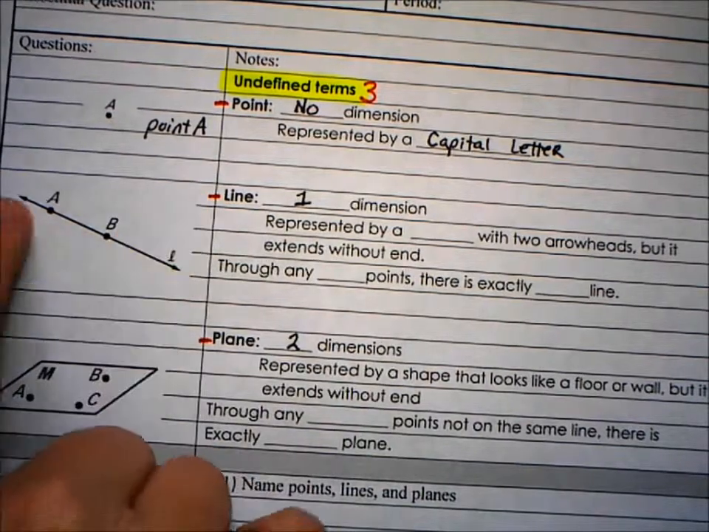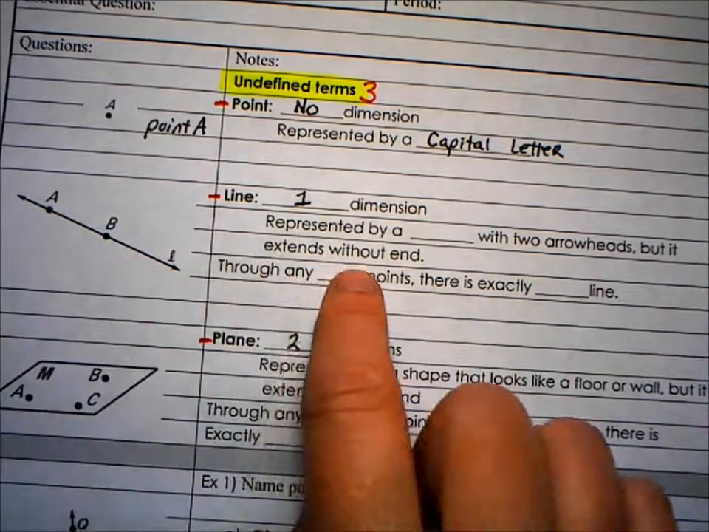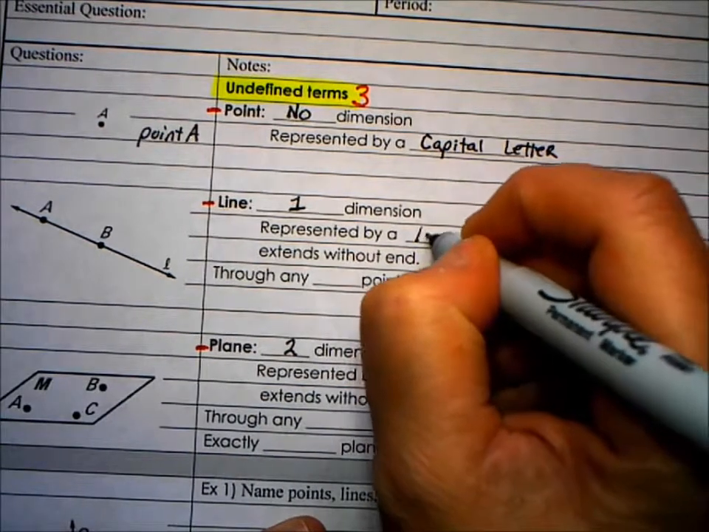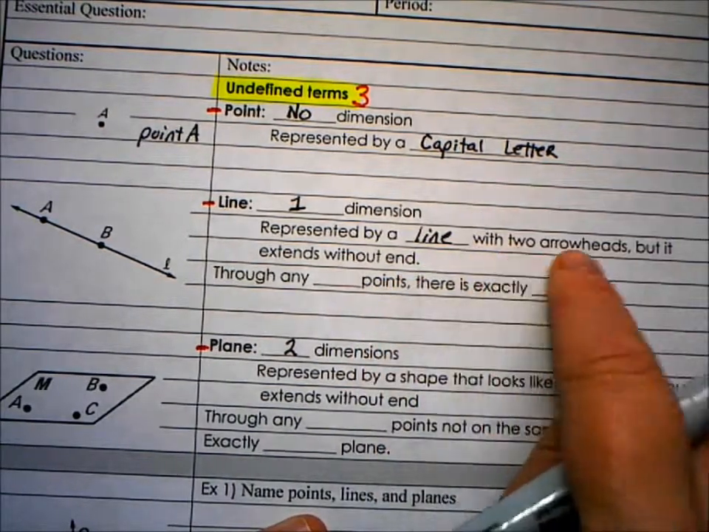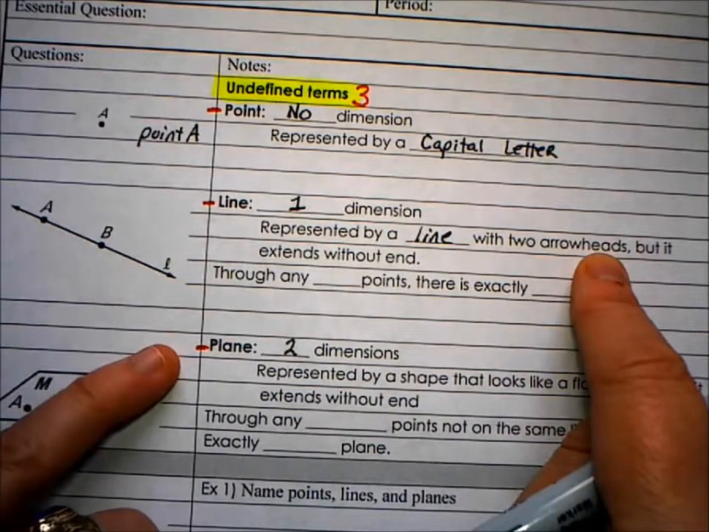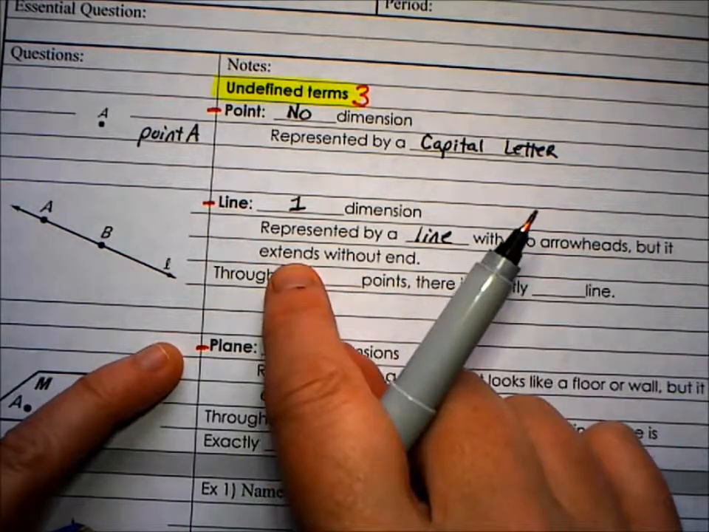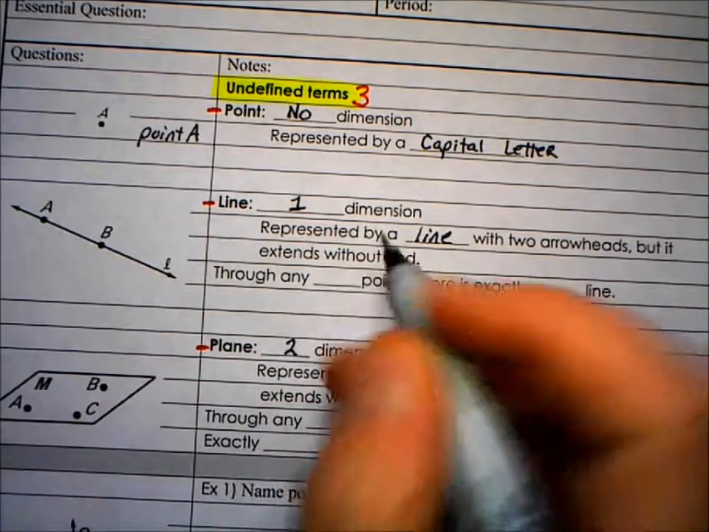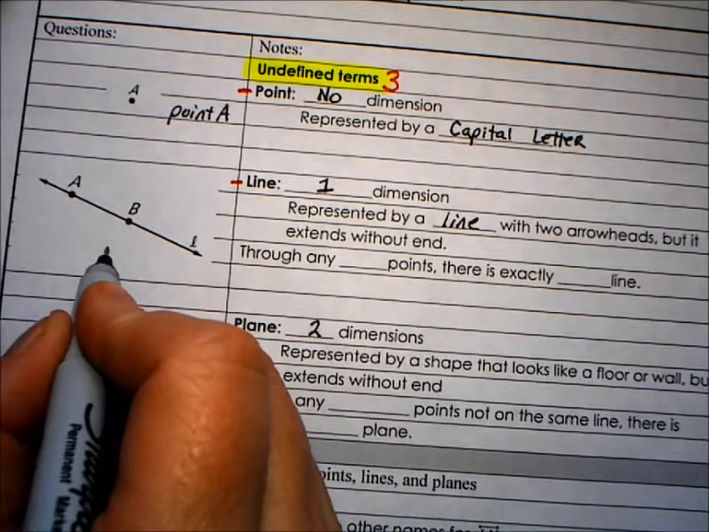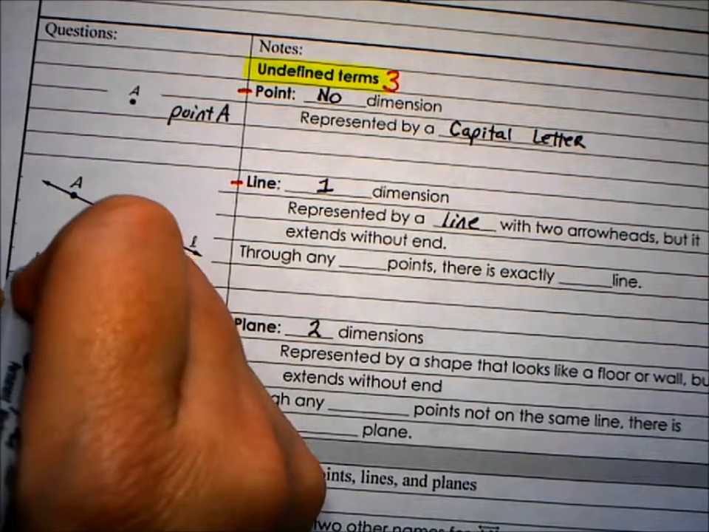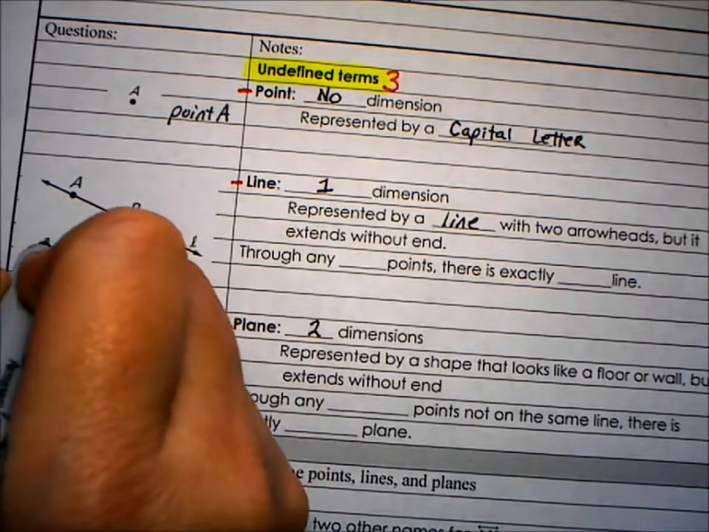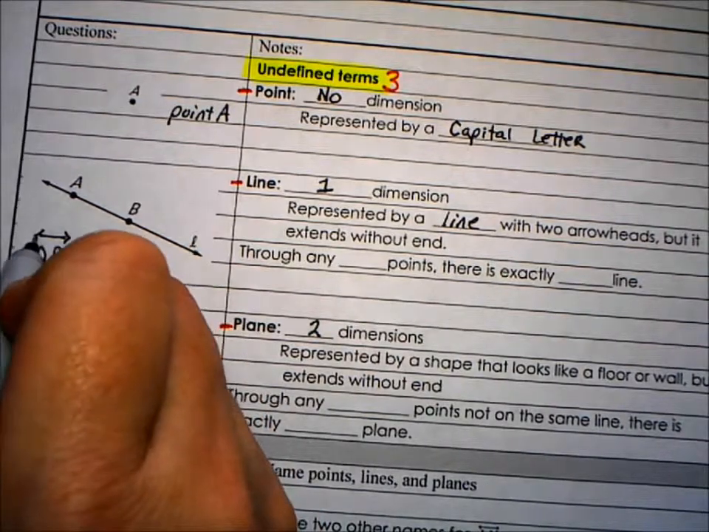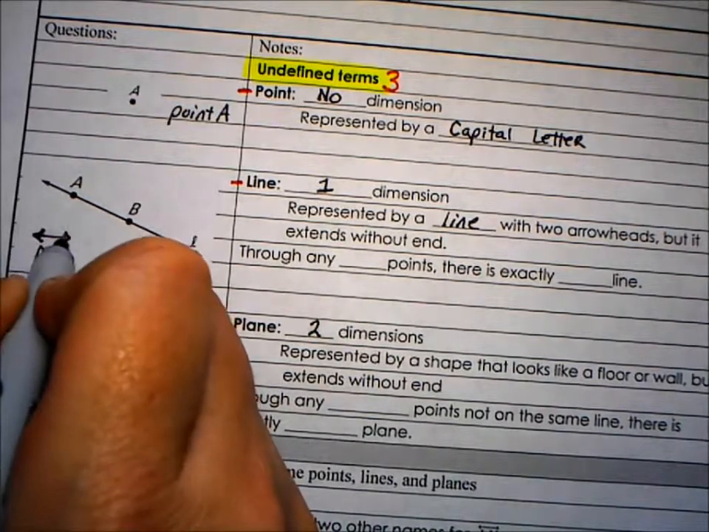On the line, it is 1 dimension, so that means it has a length. It does not have a width. It just has a length that it is shown. It is represented by a line with 2 arrowheads on the ends of it, but it extends without any end. To name it, I'm going to put it over here by the picture. I have the capital letters A, B, and then this is where it says it's represented by a line with 2 arrows on the ends of it in this fashion.